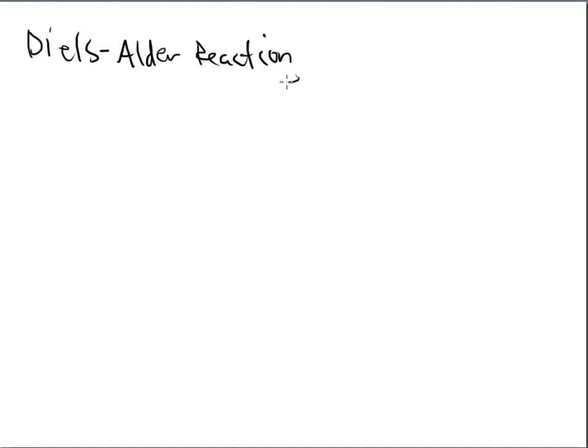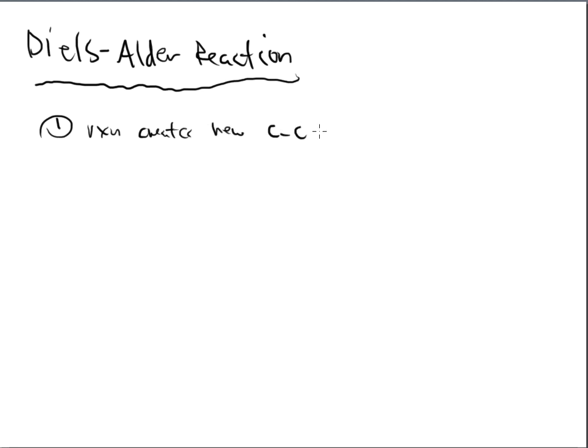Diels-Alder, though, is a little bit different because there's certain criteria that have to be met, and this criteria was discovered, and they decided to go ahead and name the reaction after the people that discovered this reaction going forward. The reason that Diels-Alder is so important, folks, is because this reaction creates new carbon-carbon bonds. So I'm going to put here, very similar to chain elongation.